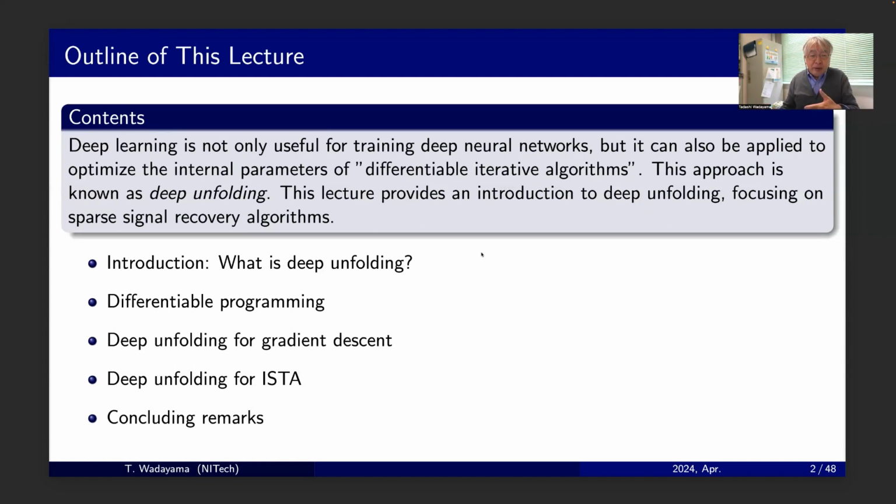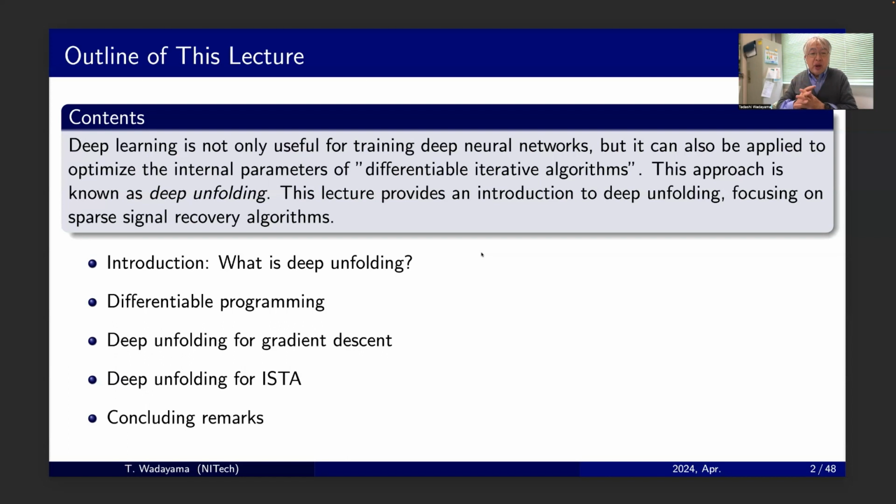Deep learning, as you know, is not only useful for training deep neural networks, but it can also be applied to optimize the internal parameters of differentiable iterative algorithms. This approach is known as deep unfolding. This lecture provides an introduction to deep unfolding, especially focusing on sparse signal recovery algorithms.